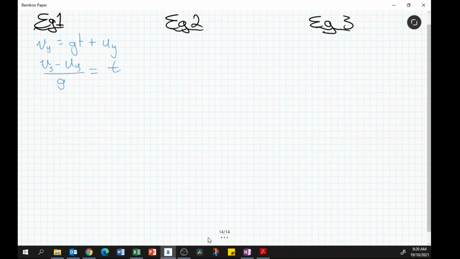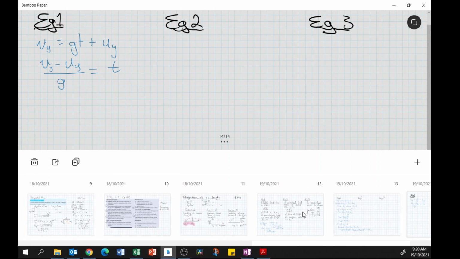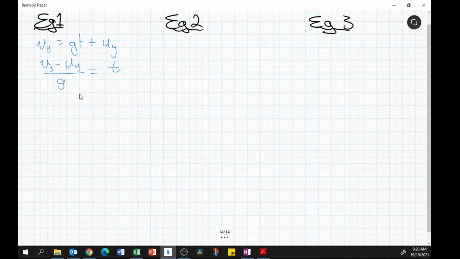Equals t. Does anyone want to see that rearrangement done fully? Can we see what we've done? Subtract both sides by uy. Divide by g equals t. Okay, now positives and negatives are important here, so when we substitute in our values, we really need to consider that. Our final velocity in the y direction is the negative of our initial velocity, right?